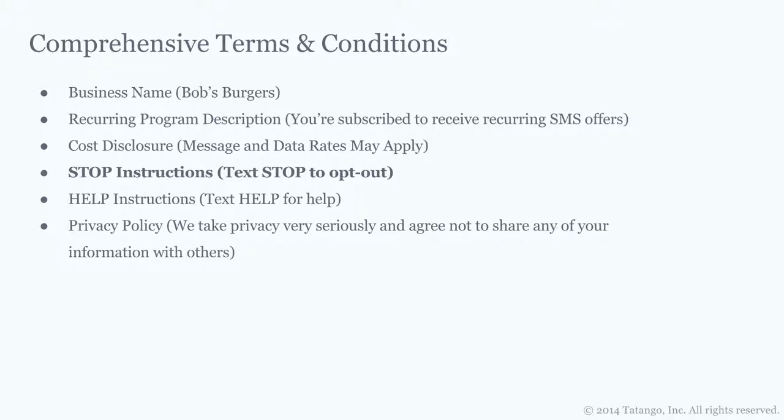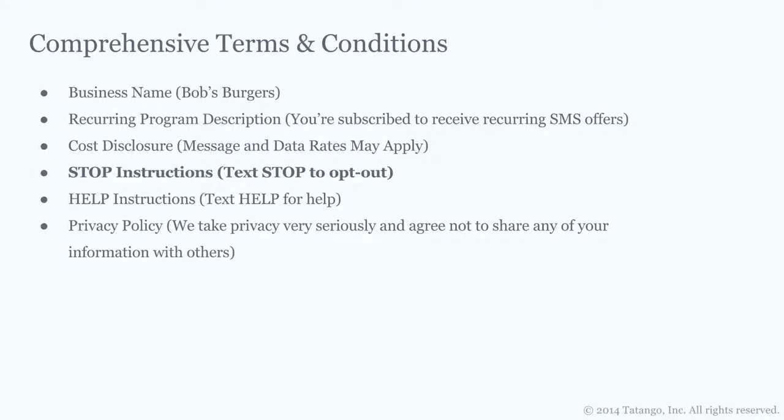You're subscribed to receive recurring SMS offers. Recurring SMS offers, those are two different things. Cost disclosure. Message and data rates may apply. Pretty simple. Text stop to opt out. That's the stop instructions. Again, it needs to be bold. Just like it needs to be bold in the abbreviated version, it needs to be bold in the comprehensive terms and conditions.